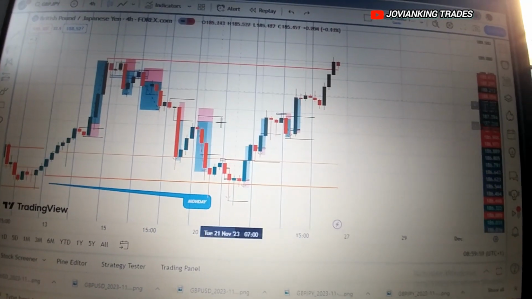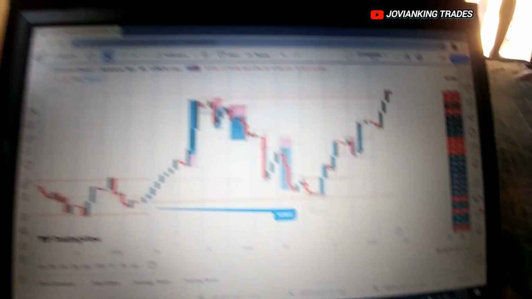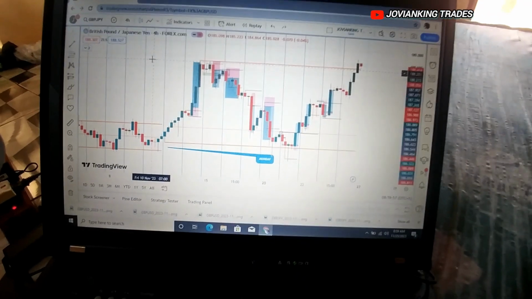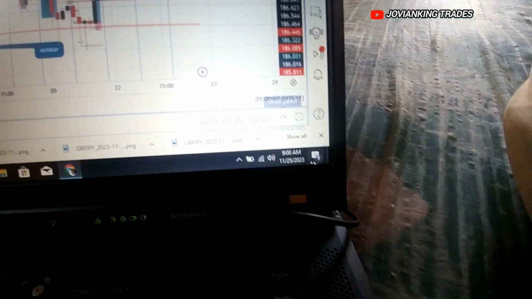So for you to confirm this is what I mean by daily activities, you then have to switch to your 1 hour. Before you go down to the 1 hour time frame, I would like to show you something. Before you continue, make sure that your UTC is at +1. This is Nigerian time, so this is currently reading with my Nigerian time.